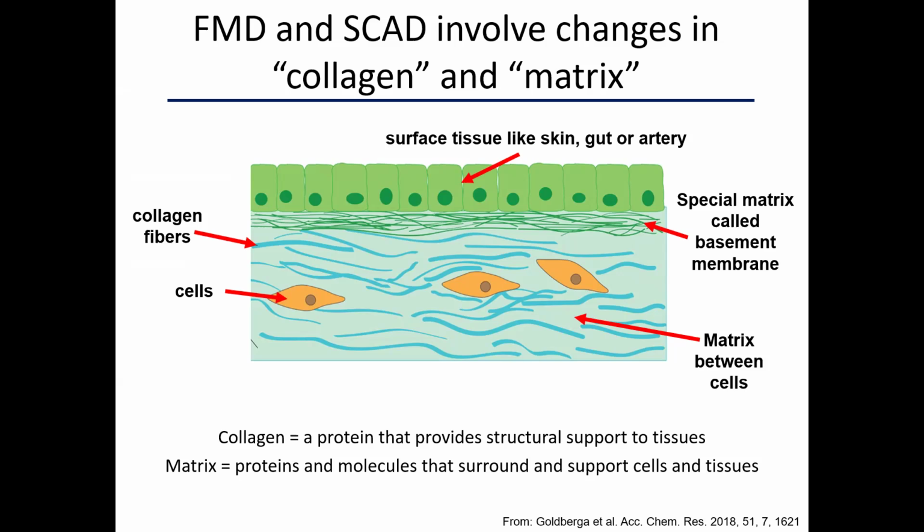Well, collagen is a protein that provides structural support to the tissues of our body, and that includes things like our skin. So when you pull on your skin or stretch your skin, the skin will actually come back to its natural position, and that's due to collagen, which can actually pull the skin back into that place. And you can see there on the diagram, collagen is a protein giving that structural support, and matrix are proteins and molecules that surround and support the cells and tissues.